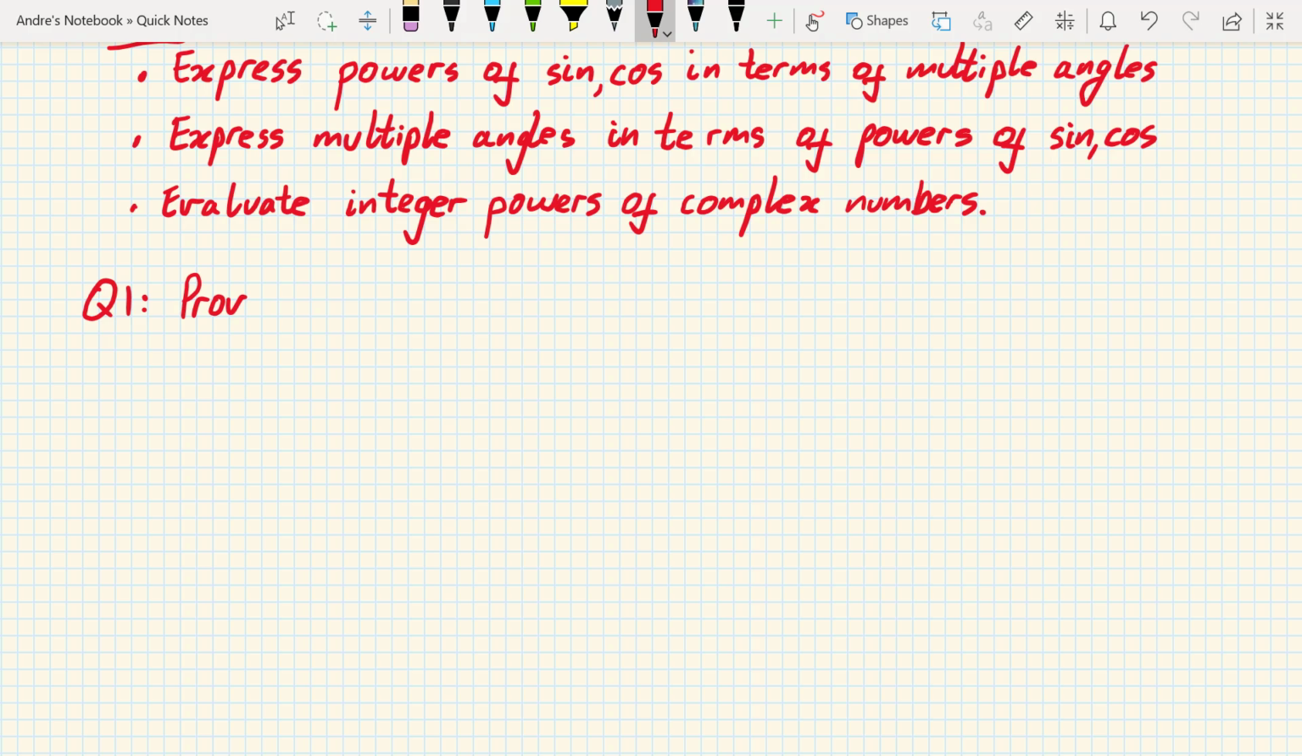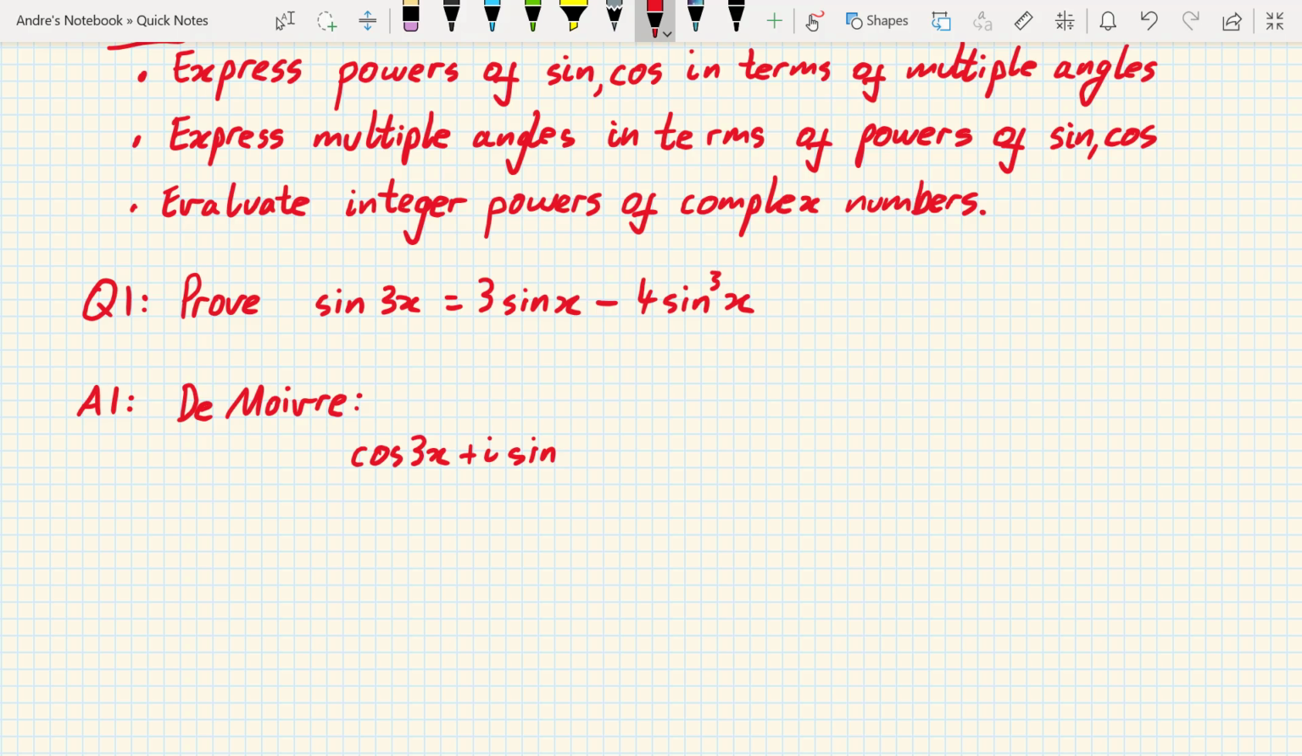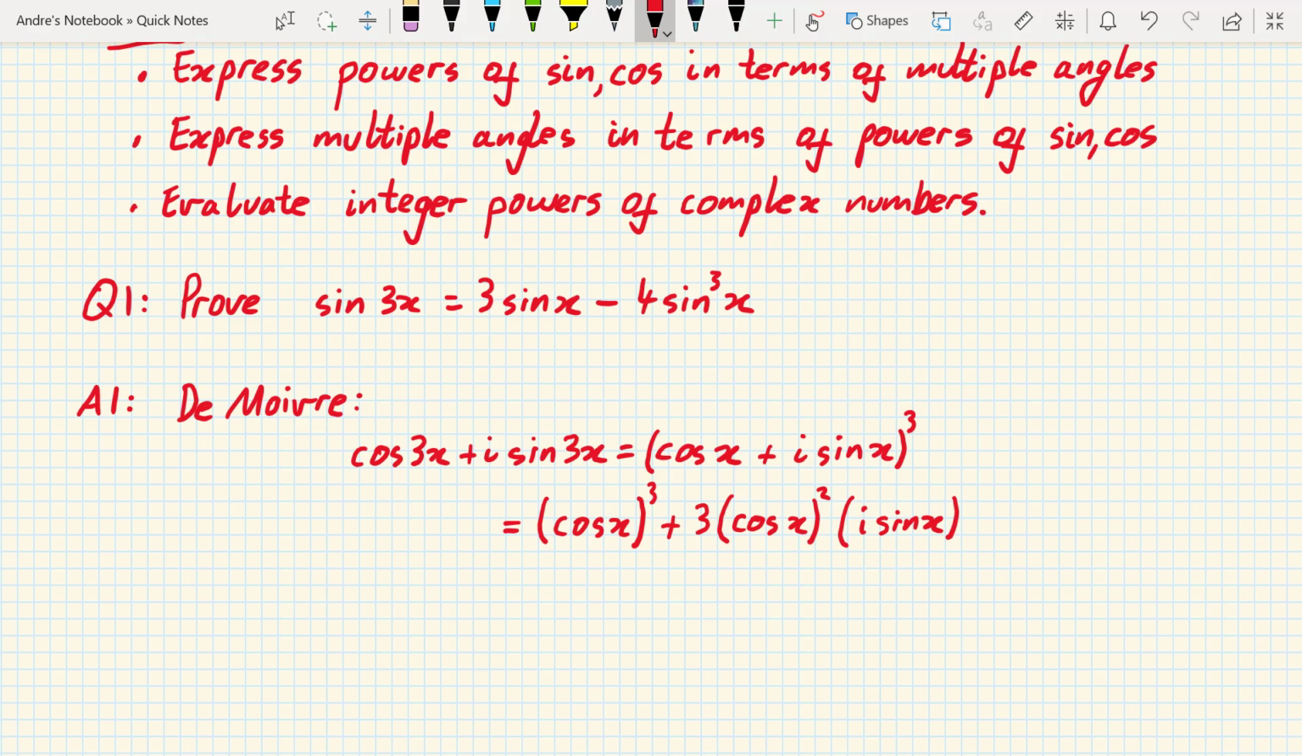So we're going to start with a relatively straightforward example. Prove that sine 3x is equal to 3 sine x minus 4 sine cubed x. Well, using de Moivre's theorem, we know that cos 3x plus i sine 3x is equal to (cos x plus i sine x) to the power of 3. What we now do is to expand the right-hand side. That gives us cos cubed x plus 3 cos squared x times i sine x plus 3 times cos x times the square of i sine x plus the cube of i sine x.